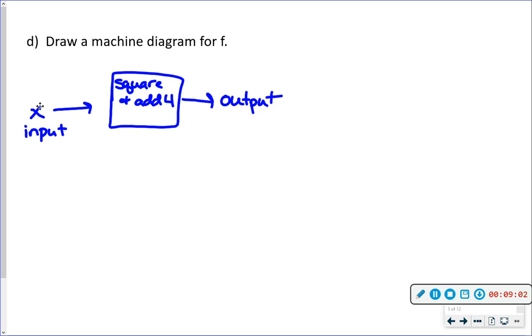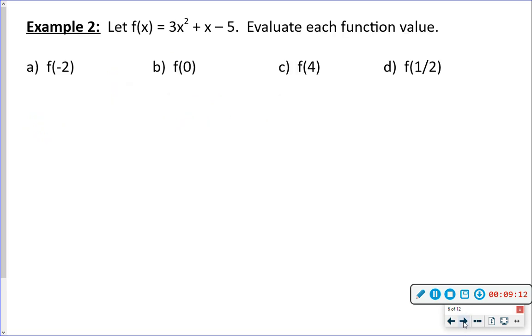Right. So let's do a little more with the evaluating. Let's talk about that just a little bit more. And then we're going to do some more evaluating when you have some variables. That's where some FOILing and stuff comes into play. So let f of x be 3x squared plus x minus 5. Evaluate each of the function.